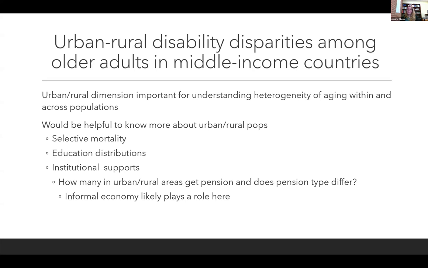So like what they would be qualified for in terms of even receiving a pension, or if there were differences in the amounts. And if there's any other kind of differences in pension systems, only because that's one of the institutional supports that was mentioned in the paper.